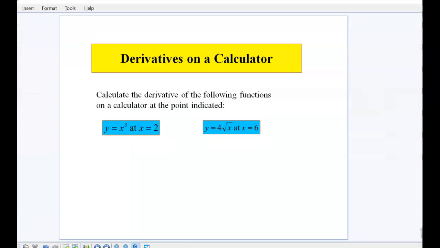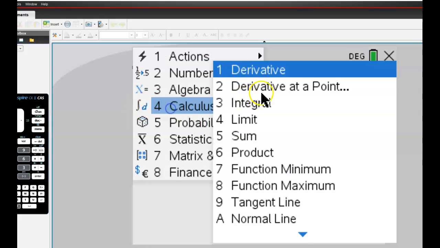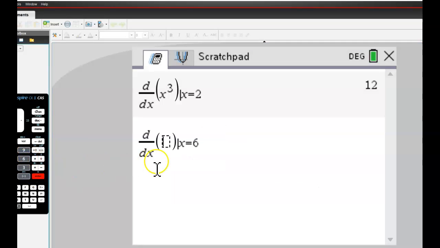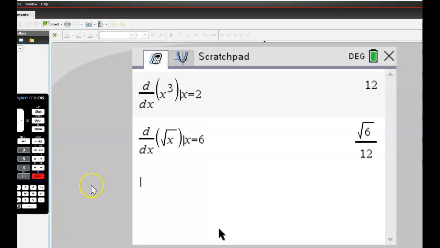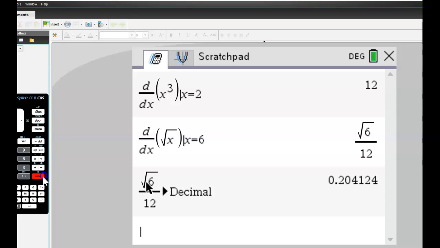Okay, my other function was 4 root x at 6. So again, menu, calculus, derivative at a point. We want the x value of 6, and my function this time was the square root of x. And it would be root 6 over 12. And you could even change that to a decimal if you wanted to, and it would be 0.204.